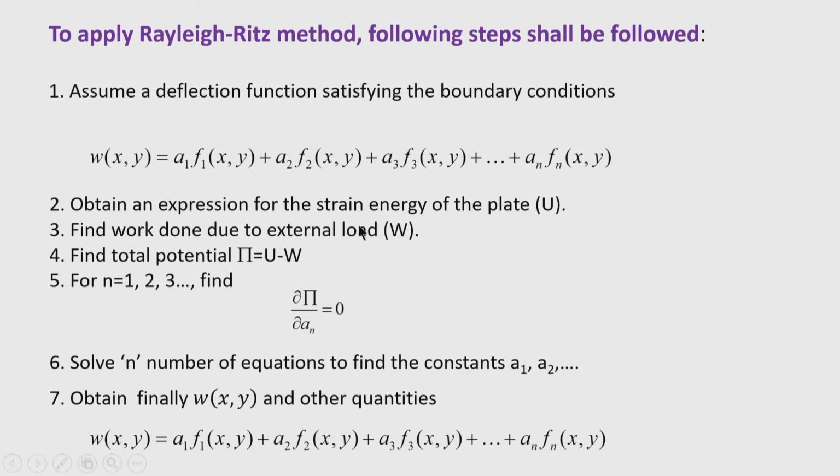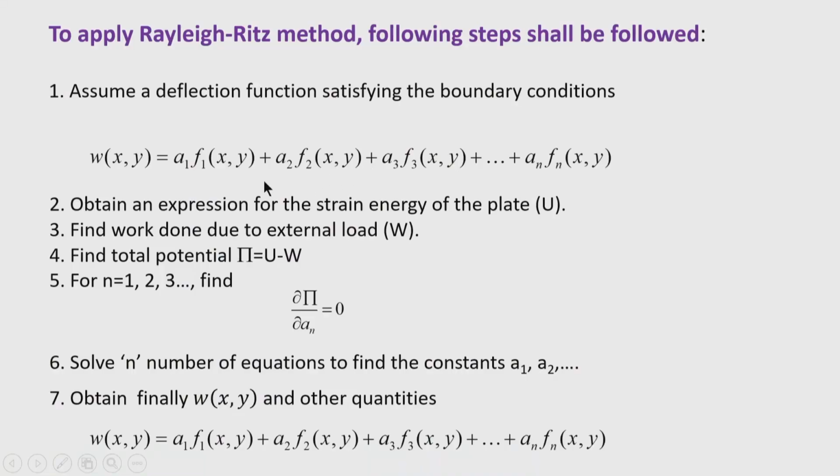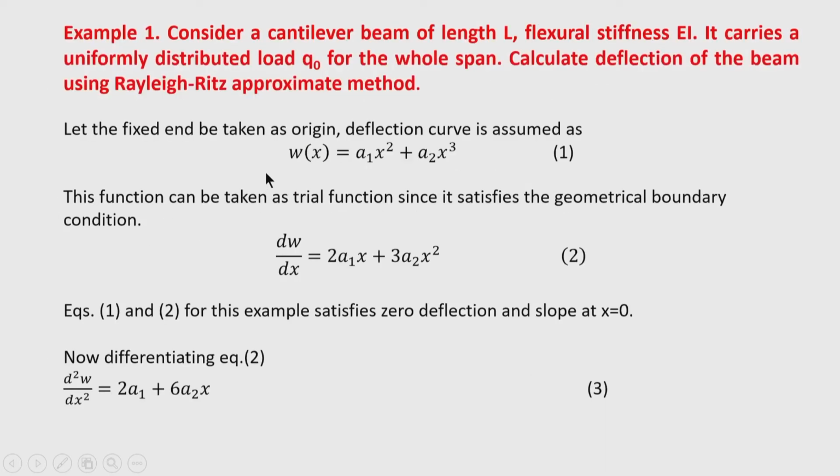When a1, a2, an etcetera are known, we now know the deflection equation completely. That means, the deflected surface is now given as W equal to a1 f1(x,y) plus a2 f2(x,y) plus a3 f3(x,y), like that up to the nth term if you consider. Now, the accuracy of this method can be increased if we properly select the displacement function such that it satisfies the boundary conditions as close as possible, and also if we increase the number of terms, the truncation error will be reduced. So, let us see an example. First, consider a cantilever beam of length L, flexural rigidity EI.